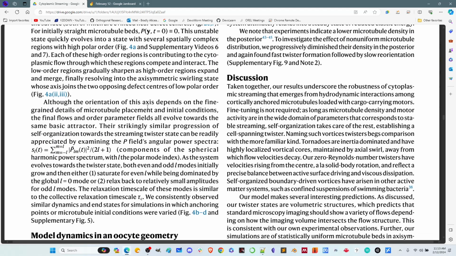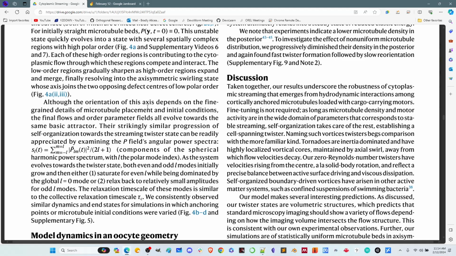So taken together, their results underscore the robustness of cytoplasmic streaming that emerges from hydrodynamic interactions among cortically anchored microtubules. Fine-tuning is not required. You get a lot of robust dynamics from this basic type of organization. Self-organization takes care of organizing these cell-spanning twisters, so you get both global transport and this local secondary activity. The actual details of the mechanics of how this works are secondary to the boundary conditions and the dynamics that emerge from the initial condition.